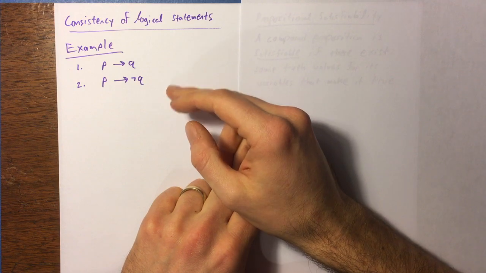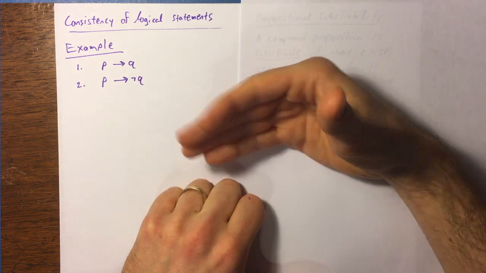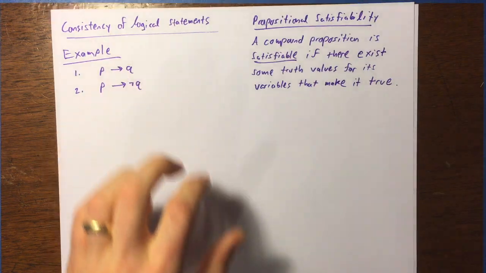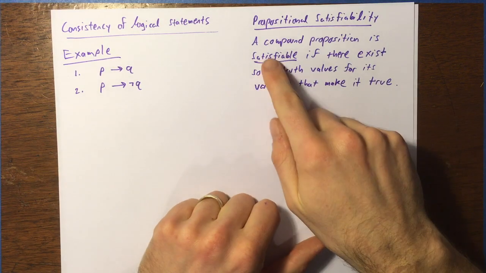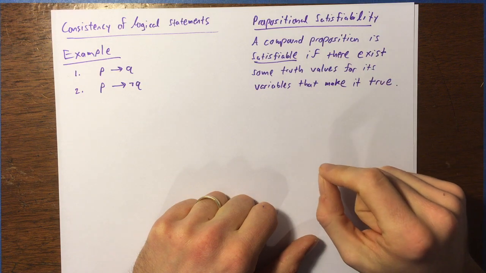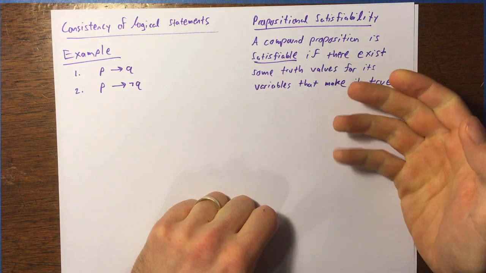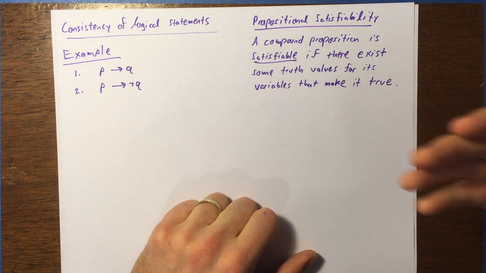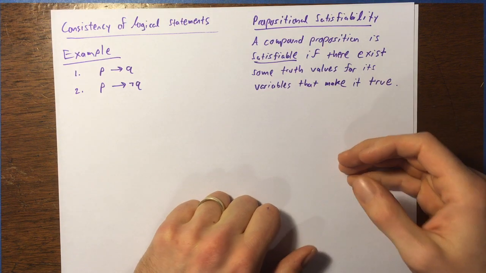If it's impossible for all of them to be true, then they're called inconsistent, and the reason is that there will be some inherent contradiction between them. So this idea is related to another idea called propositional satisfiability. An overall compound proposition is called satisfiable if there exists some truth values for its variables that will make it true overall. Otherwise, if it's not satisfiable, then that would mean that no matter what values you give the variables, it's going to be false, which means that it's a contradiction.